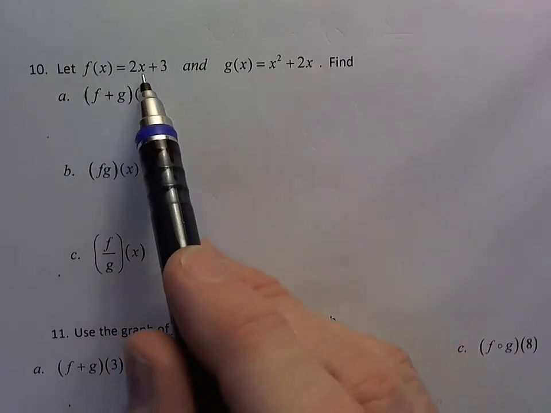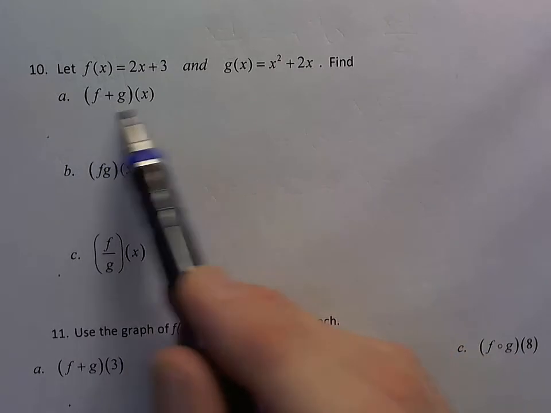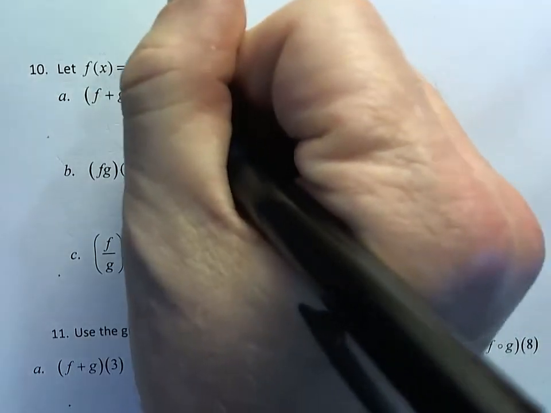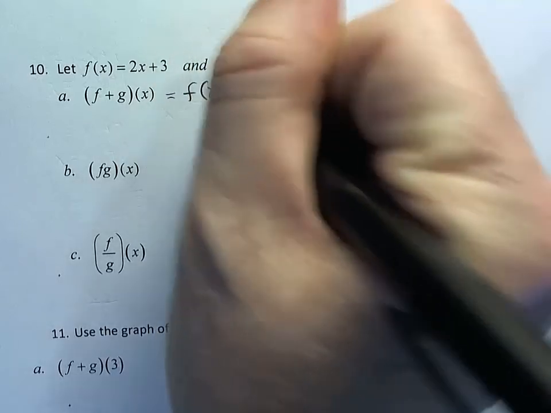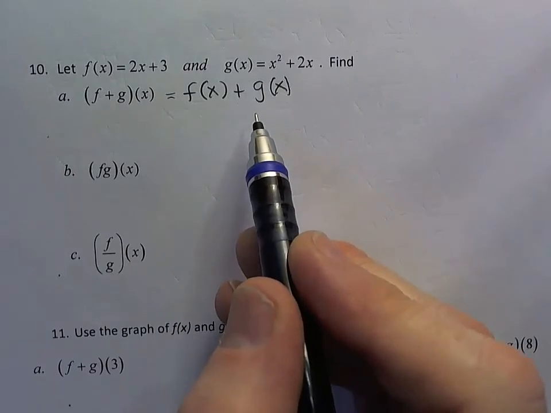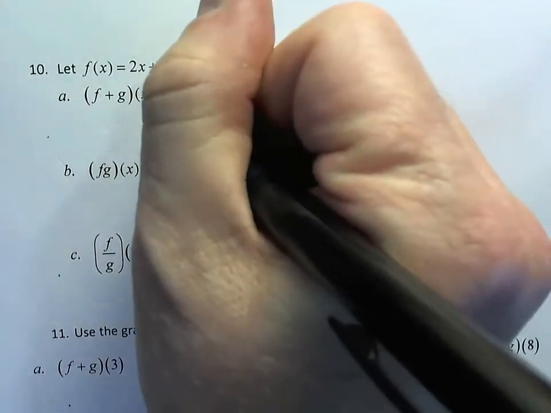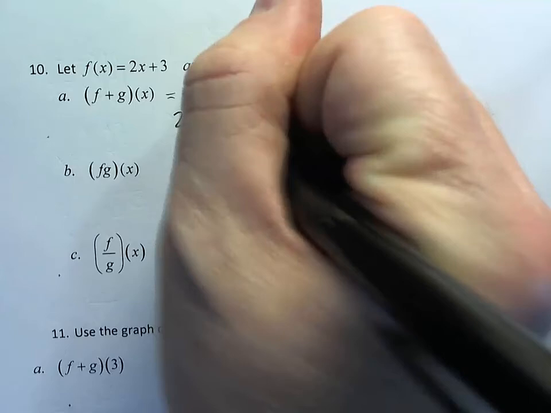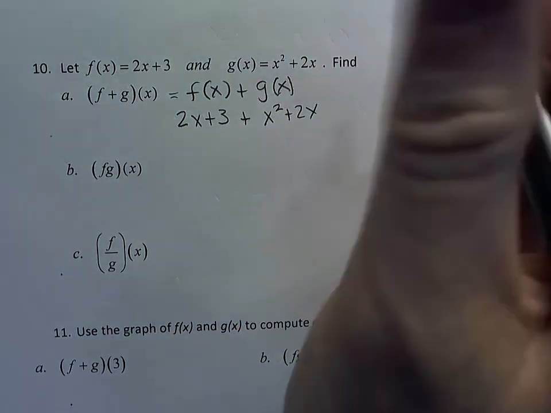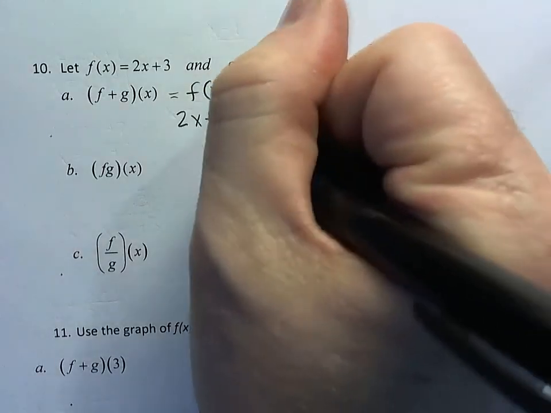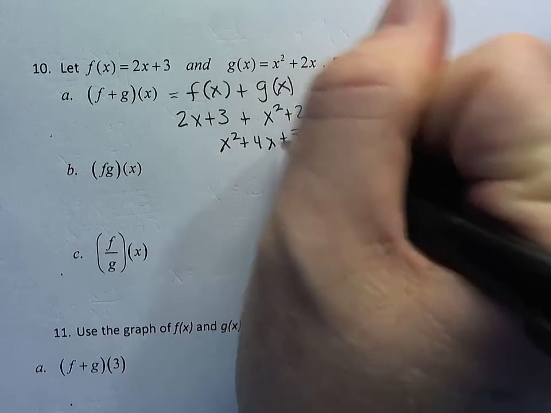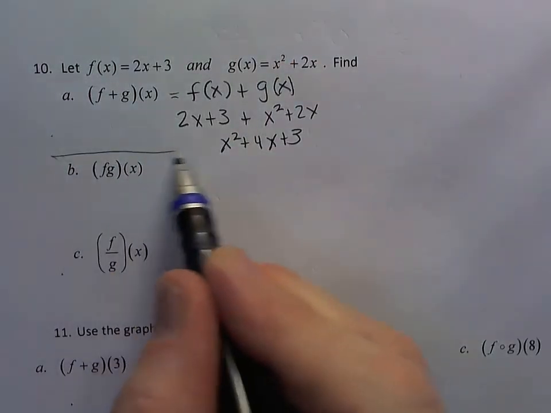We've got f of x and g of x. We want to be able to find things like this, f plus g of x. Well, this is really just notation. It's just a shorthand to write f of x plus g of x, and that's just going to be 2x plus 3 plus x squared plus 2x. So this is really x squared plus 4x plus 3. That's all there is to that.